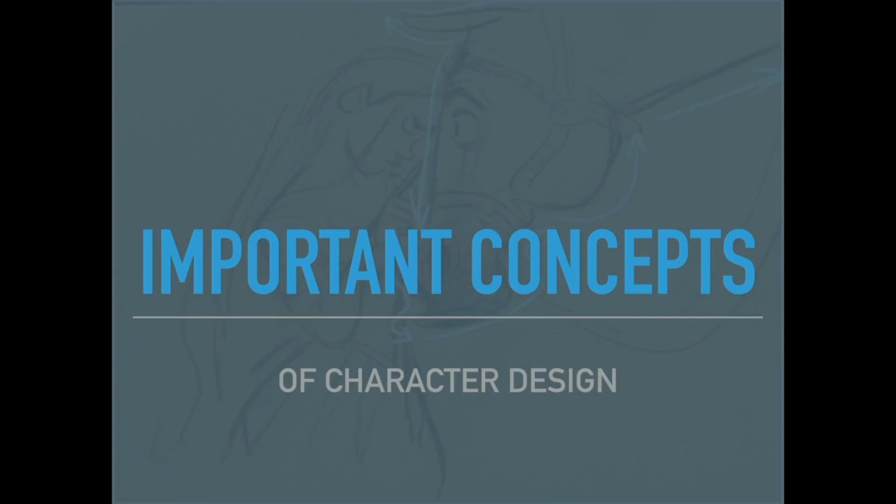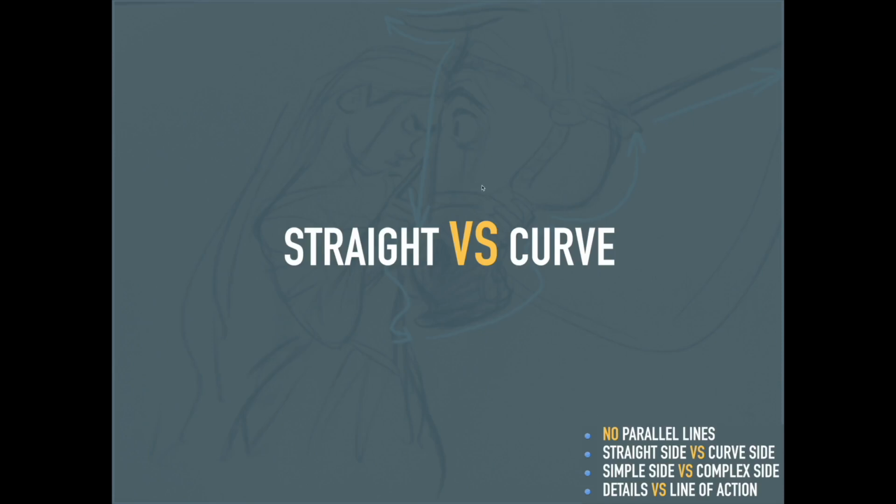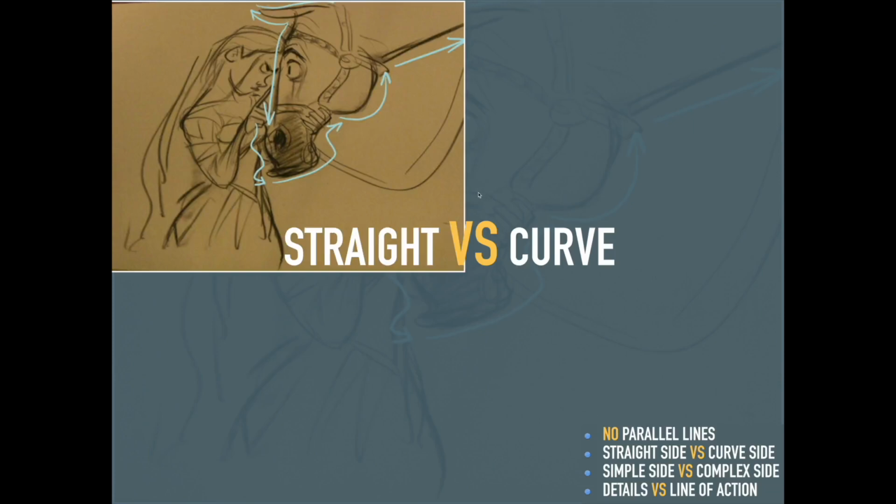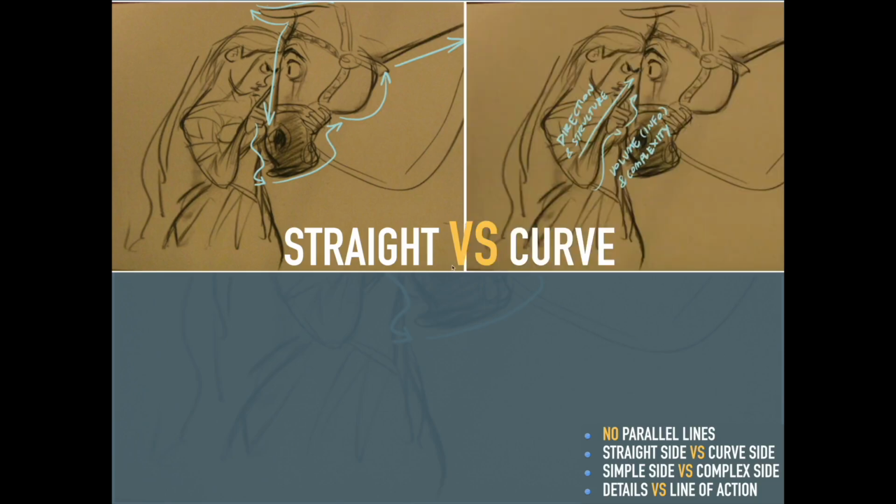let's discuss some important concepts of character design. The first one is straight versus curve. If you study appealing characters, you will notice the use of straight lines and curved lines. And you will also notice that the lines are never parallel, unless it is dictated to us by the design itself, for example, if it is something of a hard surface design. Yet the most appealing shapes have alternating curves which create a rhythm through the pose.